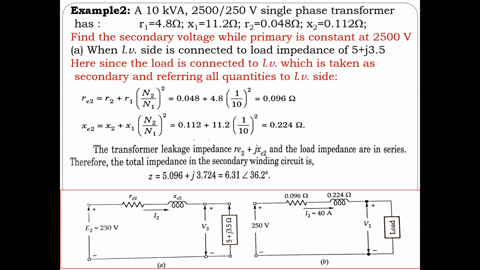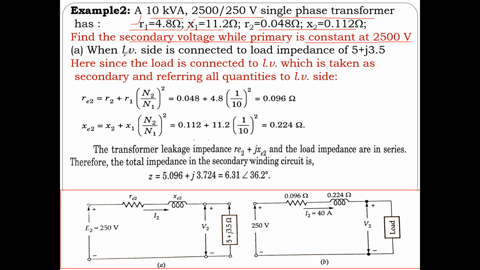There's another such transformer. It's a 10 kVA now, and the ratings have been given to us. We know these. Later, I'll tell you how to find these. So far, we've been just using these parameters, but then we'll do certain tests on transformers to see how R1 and X1 and R2 and X2 can actually be found through an experiment. Find the secondary voltage, whereas the primary is constant at 2500.